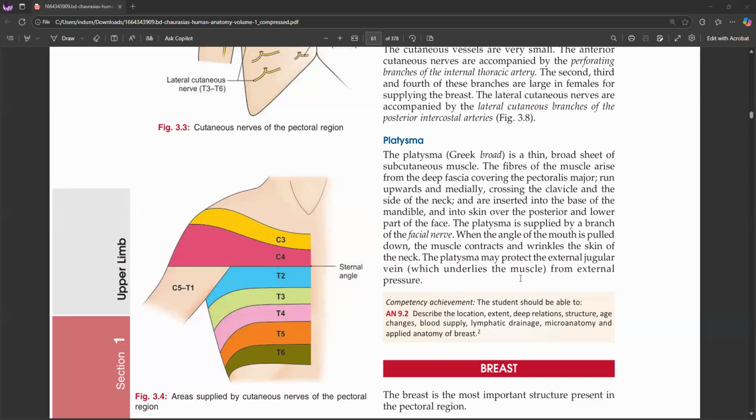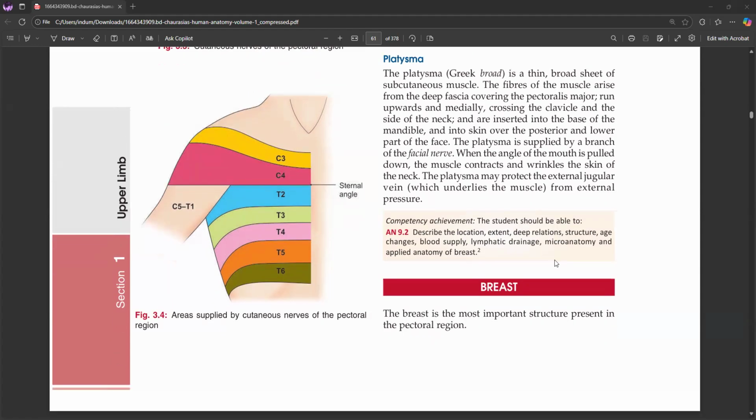Platysma. The platysma is a thin, broad sheet of subcutaneous muscle. The fibers of the muscle arise from the deep fascia covering the pectoralis major, run upwards and medially, crossing the clavicle and the side of the neck, and are inserted into the base of the mandible and into the skin over the posterior and lower part of the face. The platysma is supplied by a branch of the facial nerve. When the angle of the mouth is pulled down, the muscle contracts and wrinkles the skin of the neck. The platysma may protect the external jugular vein, which underlies the muscle, from external pressure.